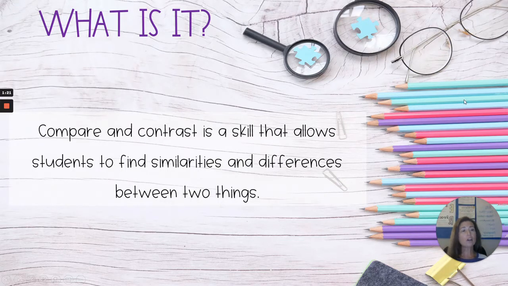So we are using and talking about the skill of compare and contrast today. For those of you that don't know, compare and contrast is when you are finding what is similar and what is different about two things, whether it's two objects, two science concepts, whatever it is, you or the students are finding the similarities and what is different about those things.